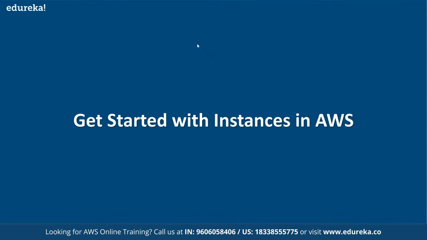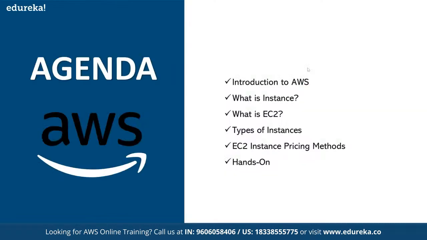Okay, so now let's have a look at the agenda for today's discussion and then we will go ahead. We are going to look at what AWS is. We have already spoken about cloud computing, we will talk a little bit more on that. Once we get familiarized with AWS, we will understand what an instance is and then what EC2 is. We will understand what the different types of EC2 instances are, what the different instance pricing methods are that we have. And then towards the end of the session, we will do a small demo on how to start a full-fledged Linux machine on AWS Cloud using EC2 instances.